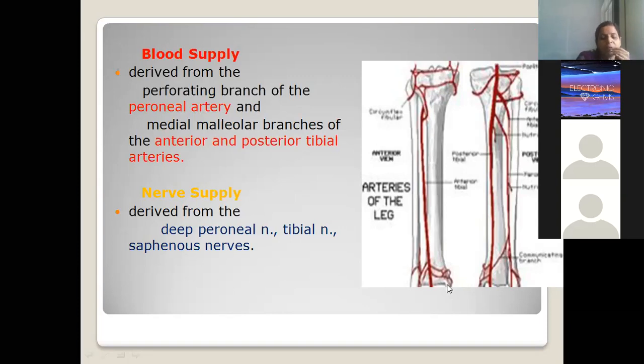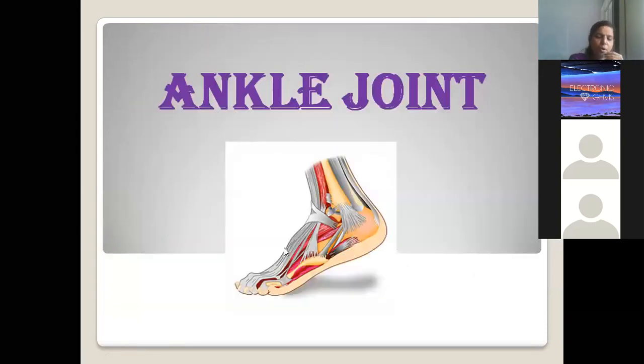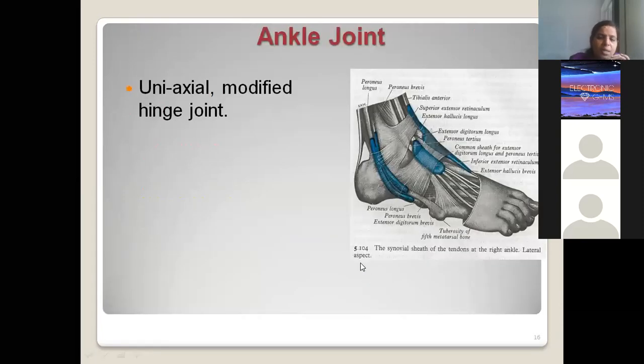Then nerve supply, nearby nerves. So we have deep peroneal, tibial, and saphenous nerves. Okay, so now after this, we are moving to the ankle joint. See, any of the tibiofibular joints may come as a final question, but the ankle joint is usually more probable than the tibiofibular joints. Okay. Now let us see the ankle joint.